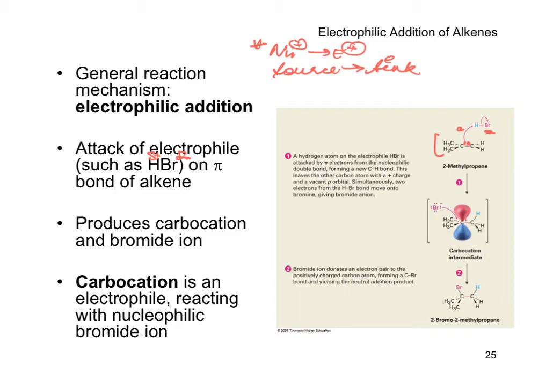Now, the resulting carbocation intermediate that is generated, that itself is an electrophile. Notice the positive charge on the carbon. And that's where your incoming bromine is going to attack as the bromide, and that gives rise to the generation of the 2-bromo 2-methyl propane.